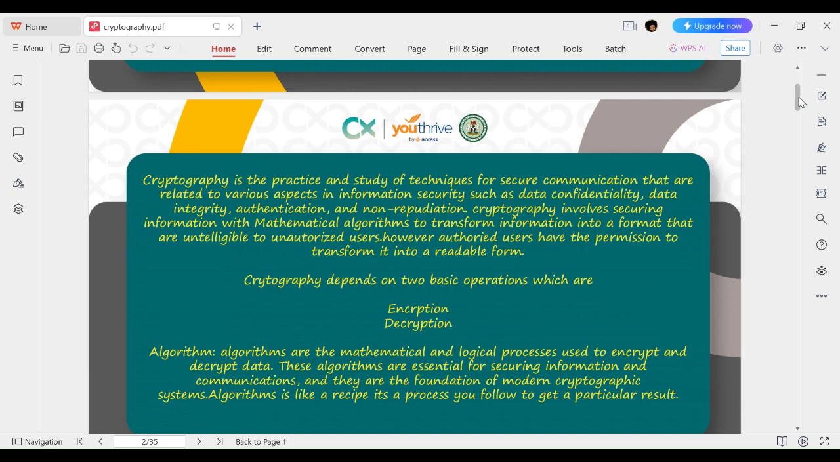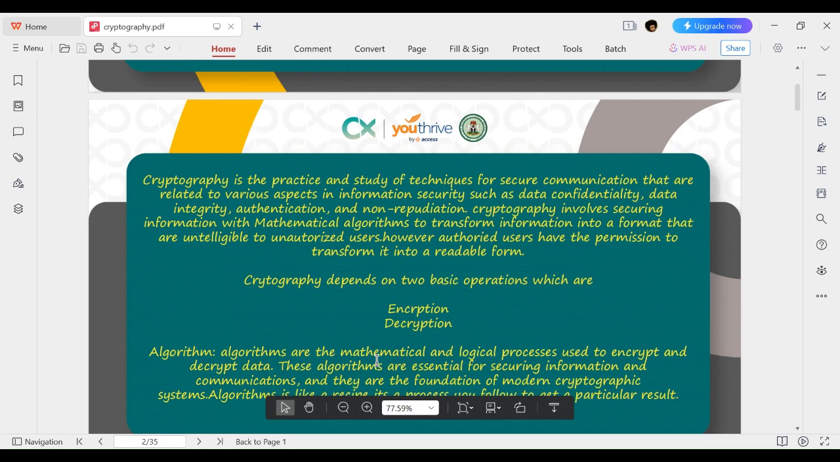So you need to tell your friend, okay, this is what the number is, so that when your friend receives the number, your friend will be able to transform that number into the actual message. The message which contains the numbers you sent to your friend is what is called encryption. For your friend to transform the numbers he received to the letters, to the actual message, that's what is called decryption. So cryptography depends on two basic operations, which are encryption and decryption.